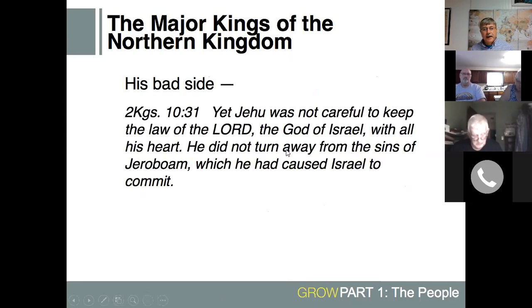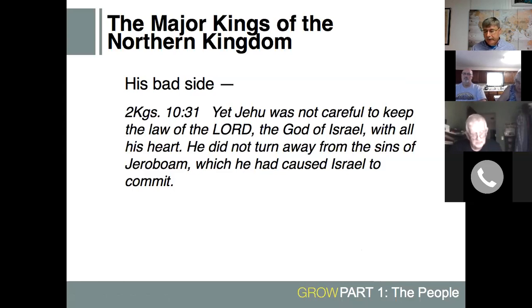All right, his bad side was 2 Kings 10:31. Says, "Yet Jehu was not careful to keep the law of the Lord, the God of Israel, with all his heart. He did not turn away from the sins of Jeroboam, which he had caused Israel to commit." So he did all of this. He got rid of the bad kings, the bad family, Ahab and Jezebel and the evil.